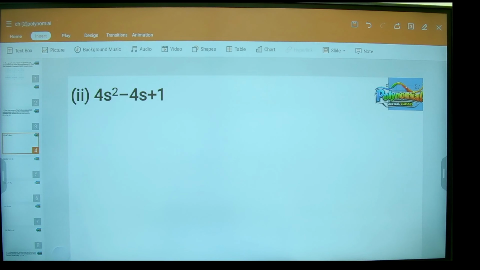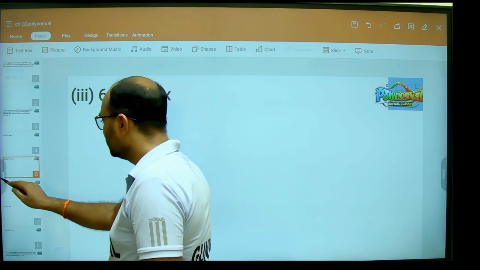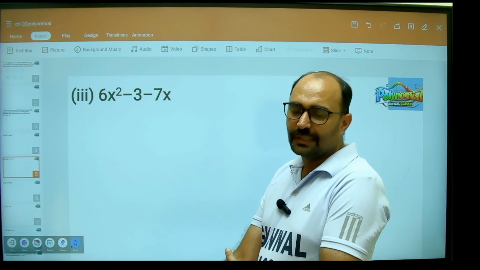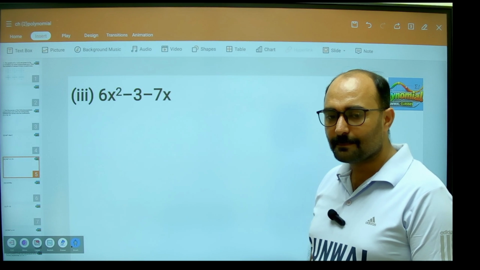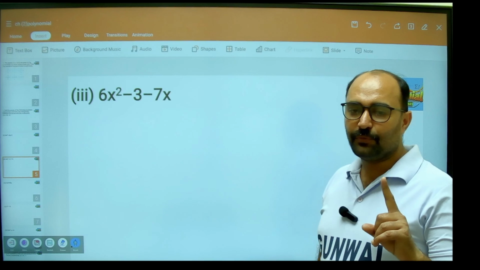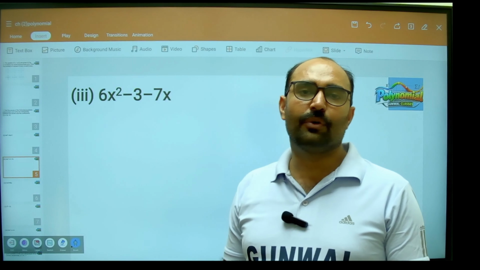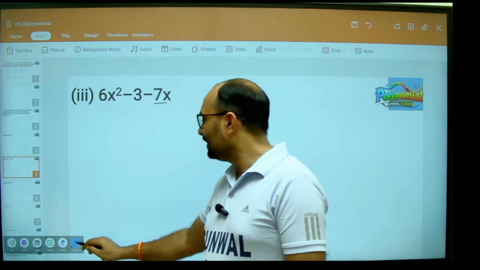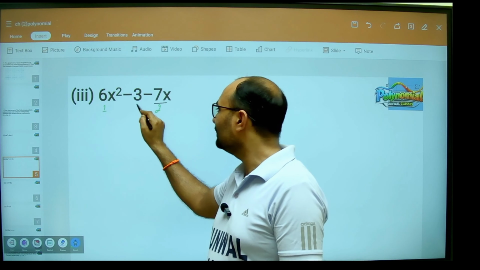6x square minus 3 minus 7x. Which one will we split? The middle term. Which is the middle term? This one. No, this will be the mistake in the exam. Step number 1, first of all you have to arrange in order. I told you, you have to arrange in descending order of highest exponent. This is your first term, this is your second term, this is your third term.